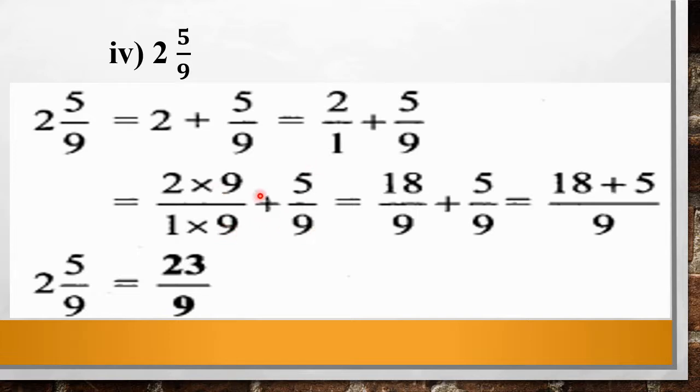We know that 2 9s are 18 upon 9. So 18 upon 9 plus 5 by 9. Now the denominator is same. We can simply add the numerator over a common denominator. So 18 plus 5 upon 9. So 18 plus 5, that is 23 upon 9. So 2 and 5 by 9 is equal to 23 by 9.